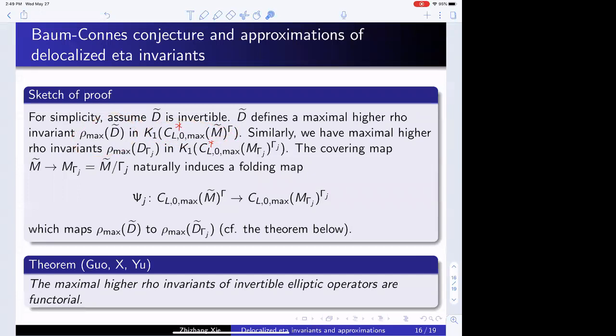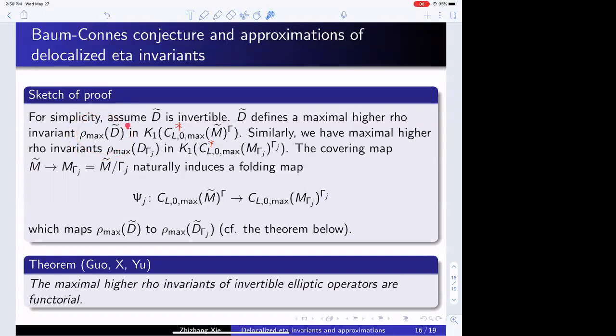Okay, so essentially it's safe to think of this, although I'm not going to give the explicit definition of what a higher rho invariant is. But its relation to the delocalized eta invariant is that this is the K-theoretic counterpart of the delocalized eta invariant. In fact, in the sketch of the proof, in the next slide, you will see that the delocalized eta invariant is the evaluation of these guys. Okay.